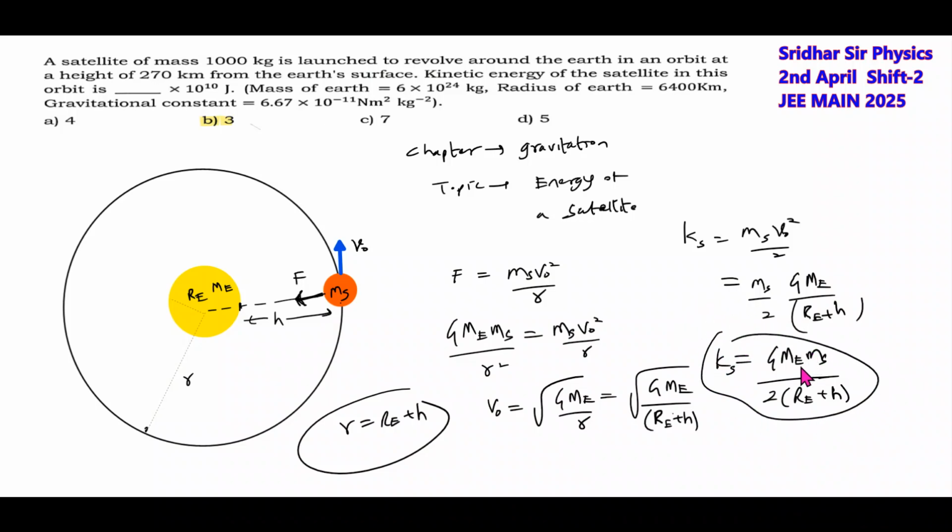Calculations: mass of the earth given, mass of the satellite given, radius of the earth given, height given. Substitute, and we will get the kinetic energy. A very good problem. If you know the orbital speed directly, you must know it in the exam. I just showed the derivation. You must know this; you have to start from here. No need of a diagram also. I will get the answer from this.